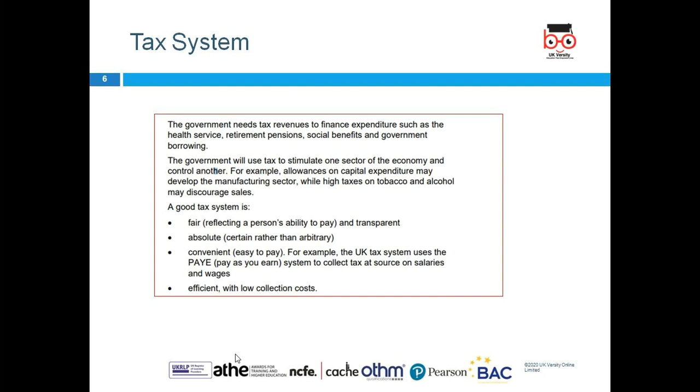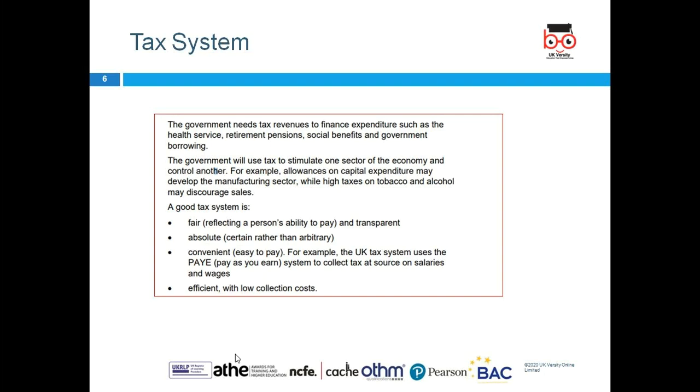The government will use tax to stimulate one sector of the economy and control another. For example, allowances on capital expenditure may be used to develop the manufacturing sector. It means giving tax concessions, while there is a very high tax on tobacco. Recently the government introduced the sugar tax. Alcohol tax may discourage sales.